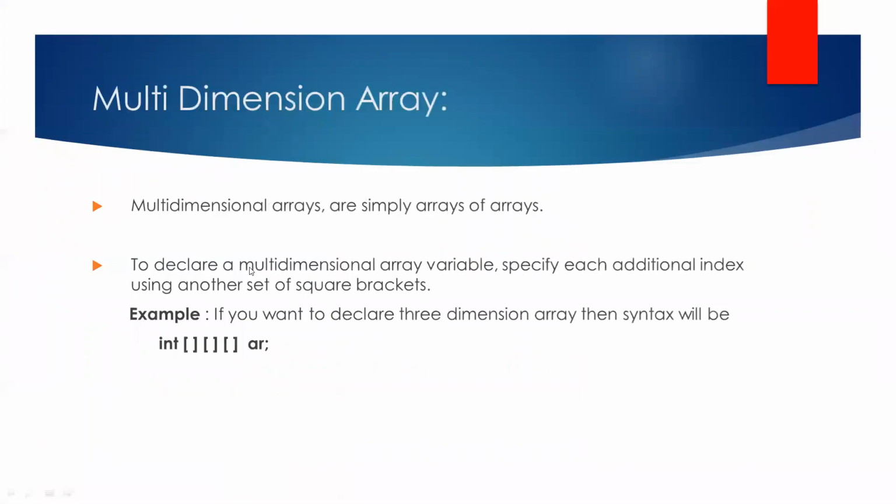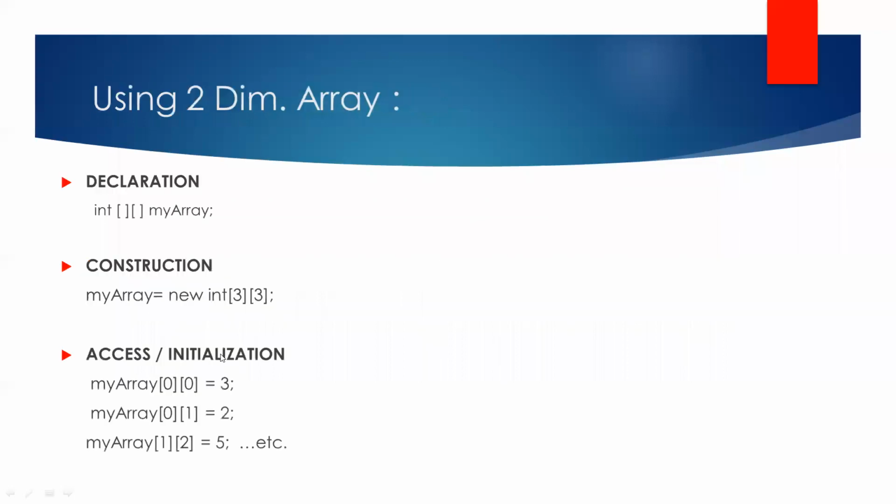So multi-dimensional arrays are simply arrays of arrays. To declare the multi-dimensional array variable, specify each additional index using another set of square brackets. If you want to declare a three-dimensional array, then the syntax will be like this. Declaration and initialization, I think there is no need to explain right now.